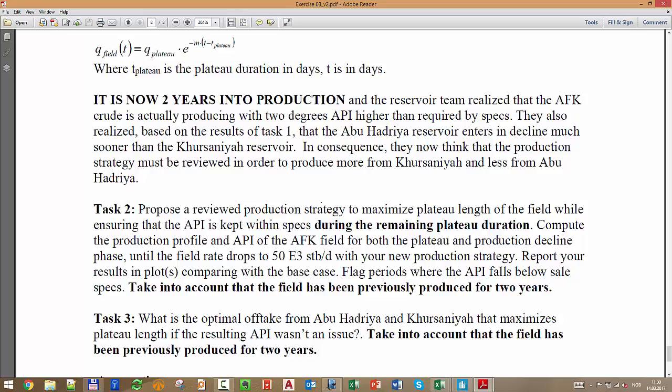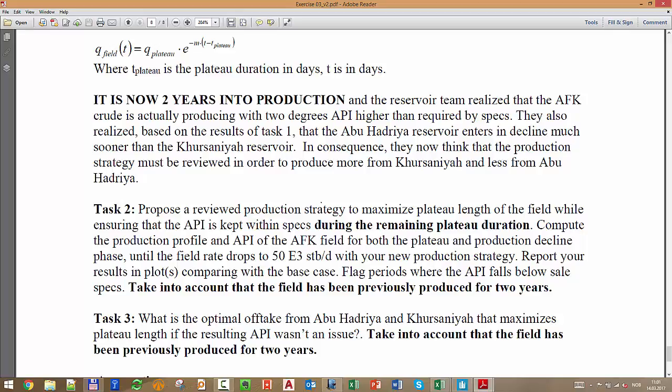Now you can get creative if you want. There was a student last year who said if you don't produce both of them in plateau, but produce both of them changing, you can even increase the plateau further while still honoring the API. But that's only if you have free time, you're bored on the weekend or something. He had a very nice way: they won't be constant, they will be changing, increasing or decreasing, and that way he managed to prolong the plateau a bit more. But in this case, we are restricted to say the two rates from the two fields are constant.